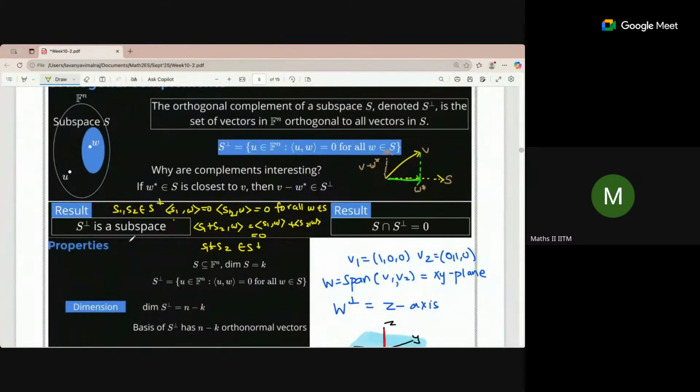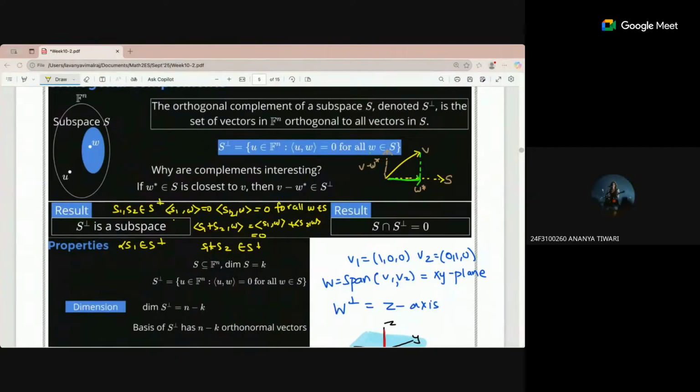Similarly, for any alpha times s1, you can bring the alpha outside, so that will also belong to S perp. So it is closed under addition as well as scalar multiplication, and hence it is a subspace. So why is it a subspace? Is it clear for everyone?